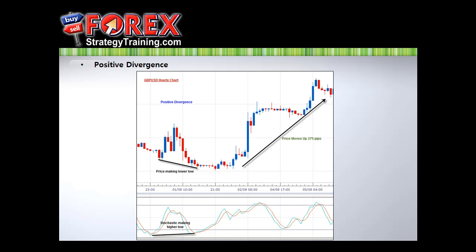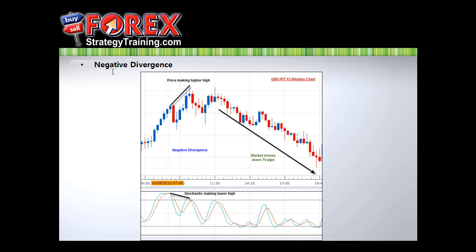Okay, so what about negative divergence? So a negative divergence, right? You can see the price makes a higher high, while the stochastic makes a lower high. This is what we call a negative divergence. That means the price is going to move down. You can see this is on the pound yen 15-minute chart, and the price actually moved down 74 pips after the formation of this negative divergence. And that's how amazing this divergence strategy works.